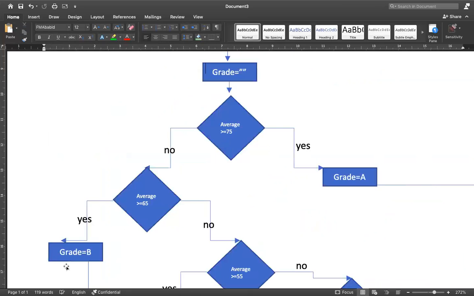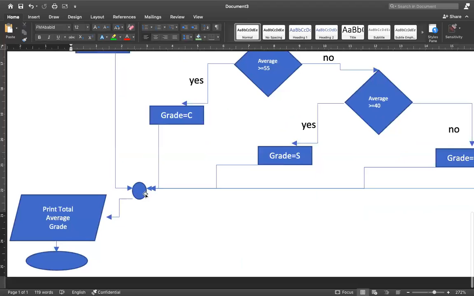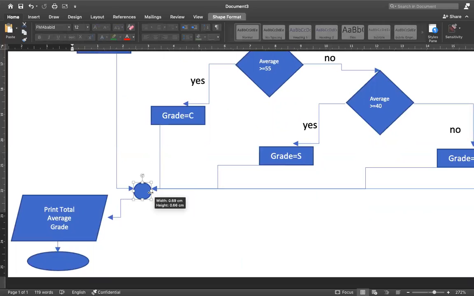Finally, what you have to do is print the total, average, and grade. This is a connector. After all the decisions, you have to print the total, average, and grade. After finishing printing, you can stop this flowchart. This is stop.